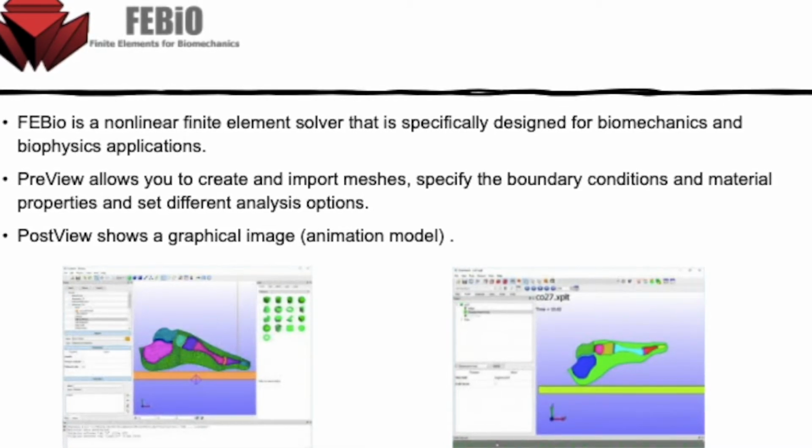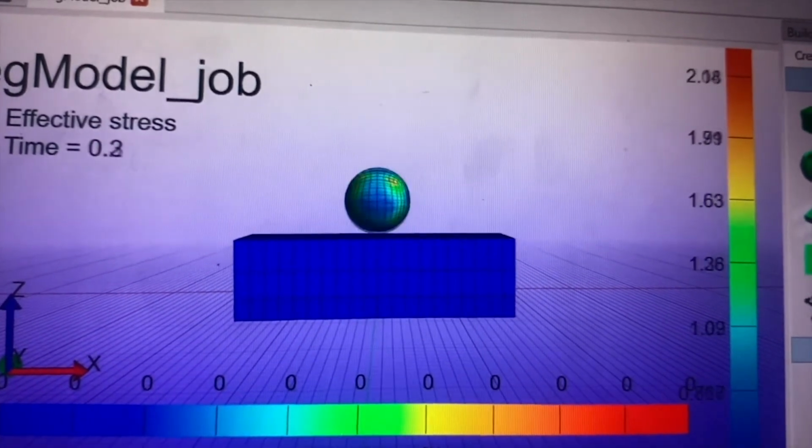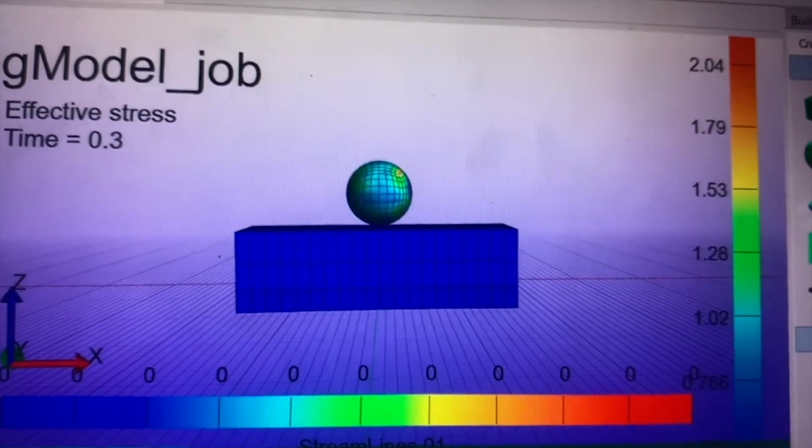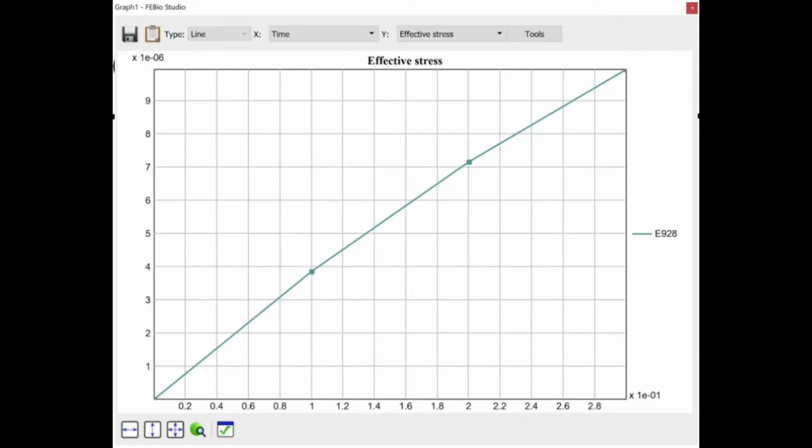I first started with a leg model. The rectangle represents a leg muscle and the ball gets dropped, making a deformation into the muscle. From the results given in FEBio, I was then able to calculate and graph von Mises stress from the simulation.